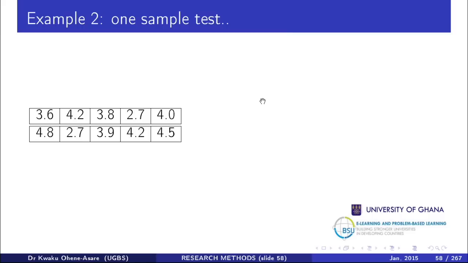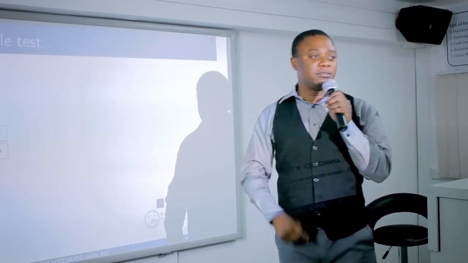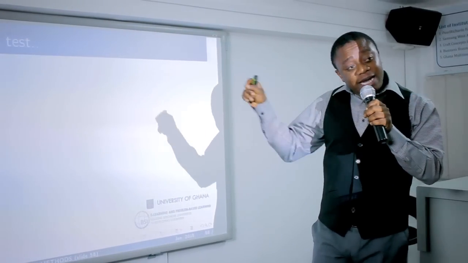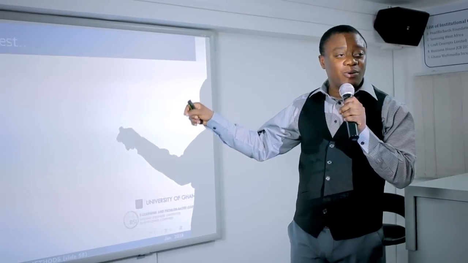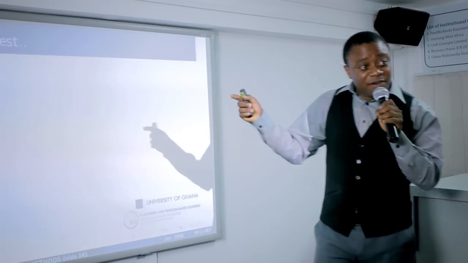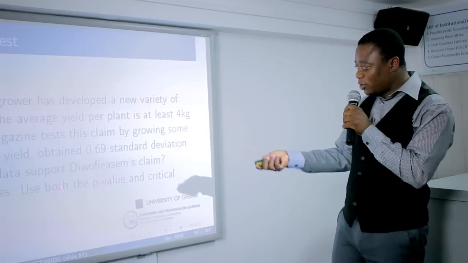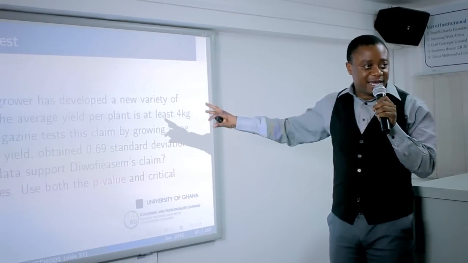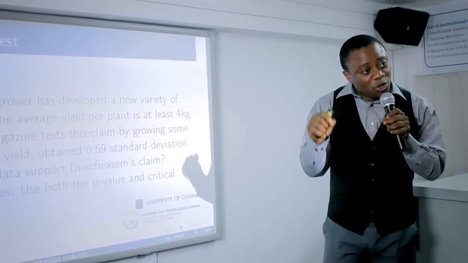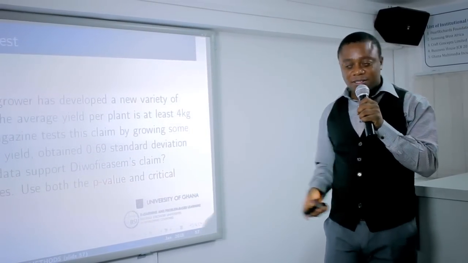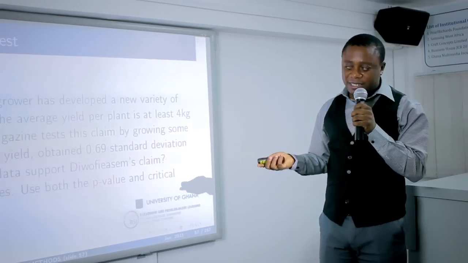So, you see, the data has been given to you there. And in that data, you should be able to count the sample size. It's 10. You're very right. In that data, you should be able to calculate your sample mean. In fact, in that data, you should be able to calculate your standard deviation. But that one has been done for you in the story because you were told that the standard deviation is 0.69. So that is done. So your job is to find what? The sample mean. Finding the mean is a very easy thing.